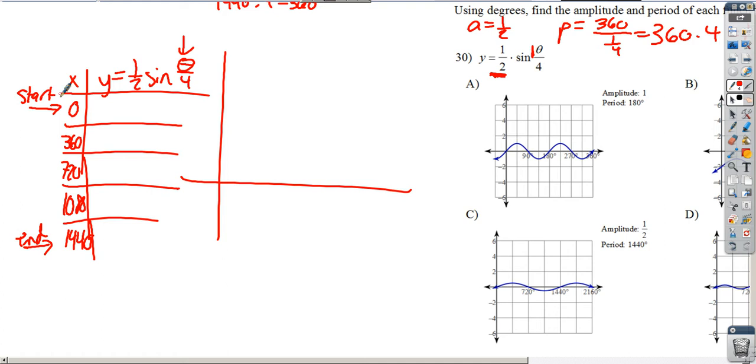So now how do we get our graph? We just fill this stuff in. So this is going to be y equals 1/2 sine of 0 divided by 4 is 0. The sine of 0 is 0, and 0 times 1/2 is 0. So there's our first point right there.